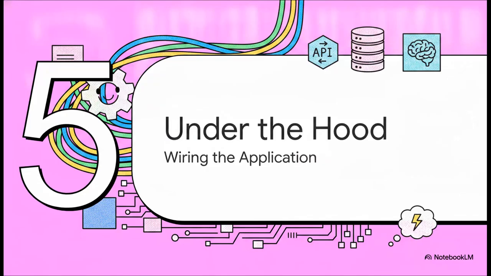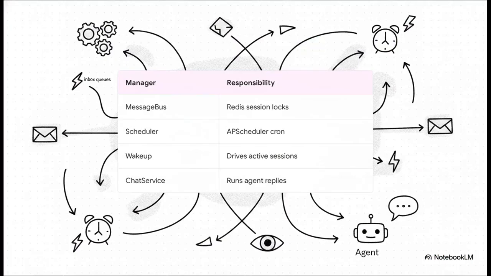Section 5. Under the hood. Let's look at how this FastAPI application is actually wired together. Deep inside the application state, several core managers handle the heavy lifting. The absolute most critical one is the message bus, which acts as the central nervous system. It manages Redis primitives, inbox queues, and session locks.